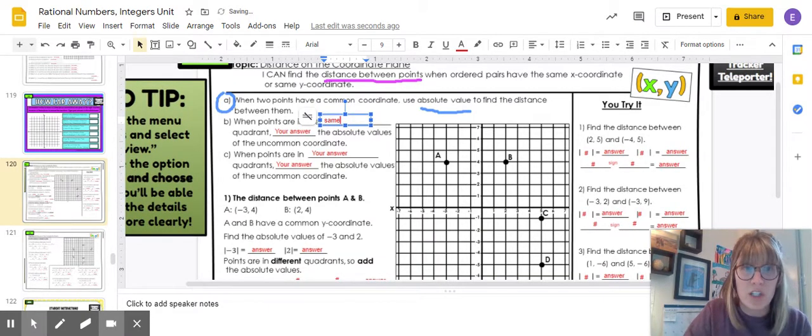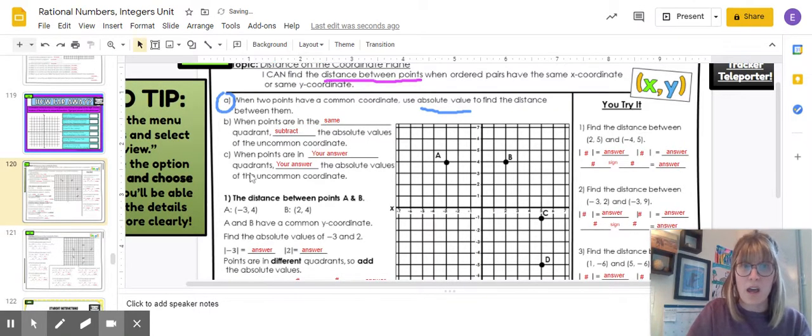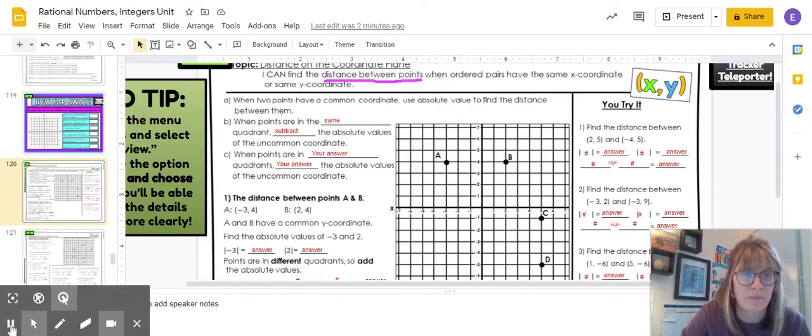you are going to subtract the absolute values of the uncommon coordinate. And so we'll explore what that means.